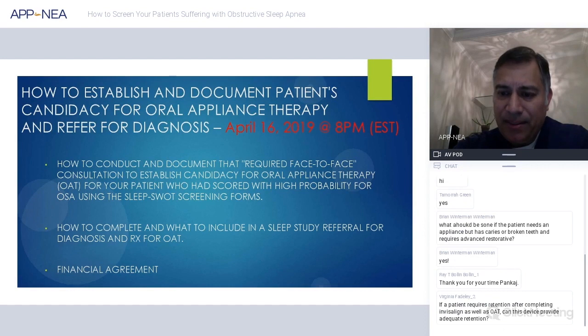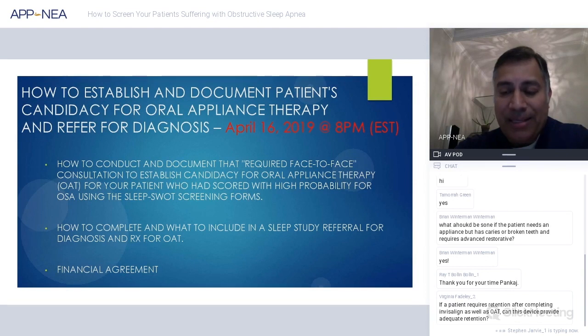Of course. So Virginia asks, if a patient requires retention after completing Invisalign as well as oral appliance therapy, can this device provide adequate retention? So yes, for now, you can have the laboratory embed a retainer inside the oral appliance, or you can have the patient wear the retainer and then do the oral appliance over it.